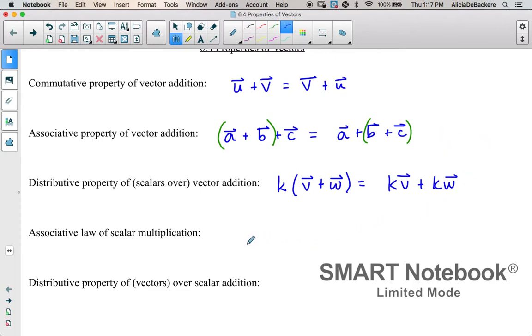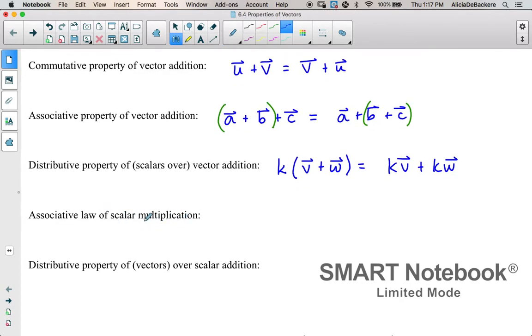Is it okay? And then the associative law of scalar multiplication, it says if I have two scalars multiplied by a vector, I can think about this in a couple of different ways. I can think about multiplying those two scalars together first, coming up with that answer, and then multiplying it by the vector. Or I could multiply the one scalar by the vector and then multiply the second scalar by that result. And I'm going to end up with the same answer.